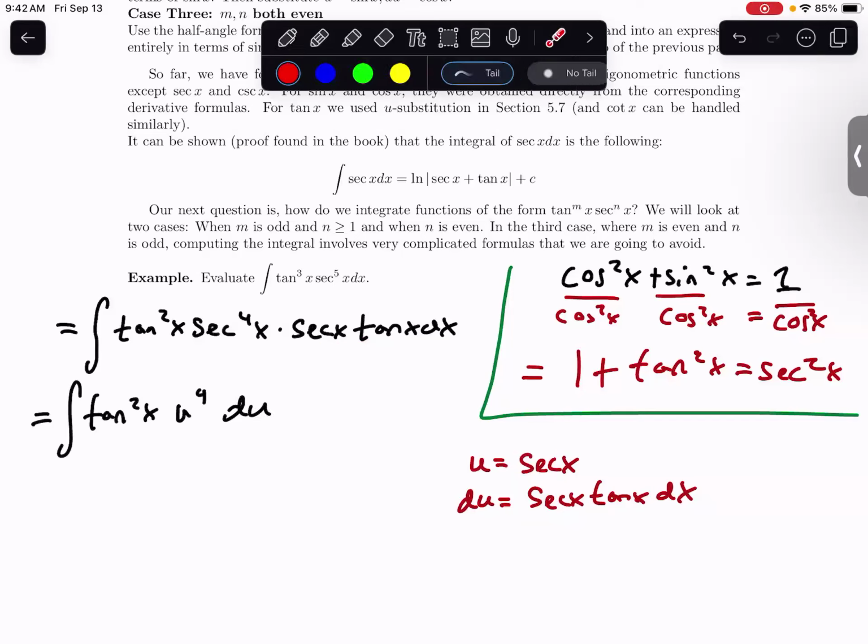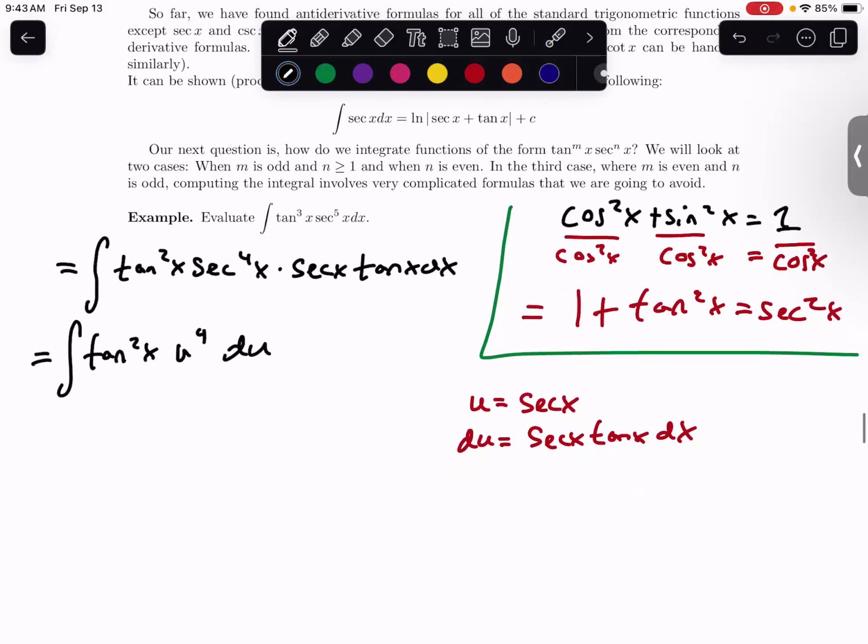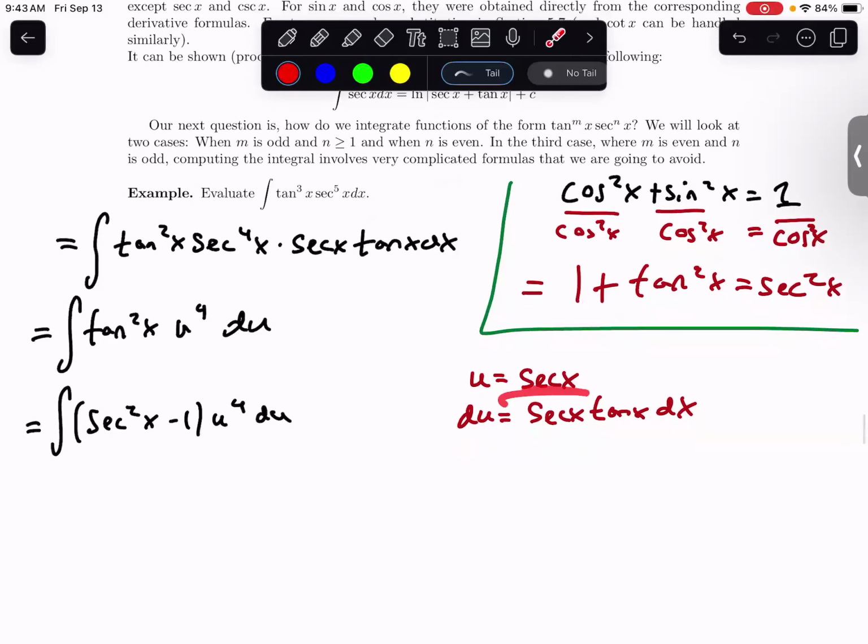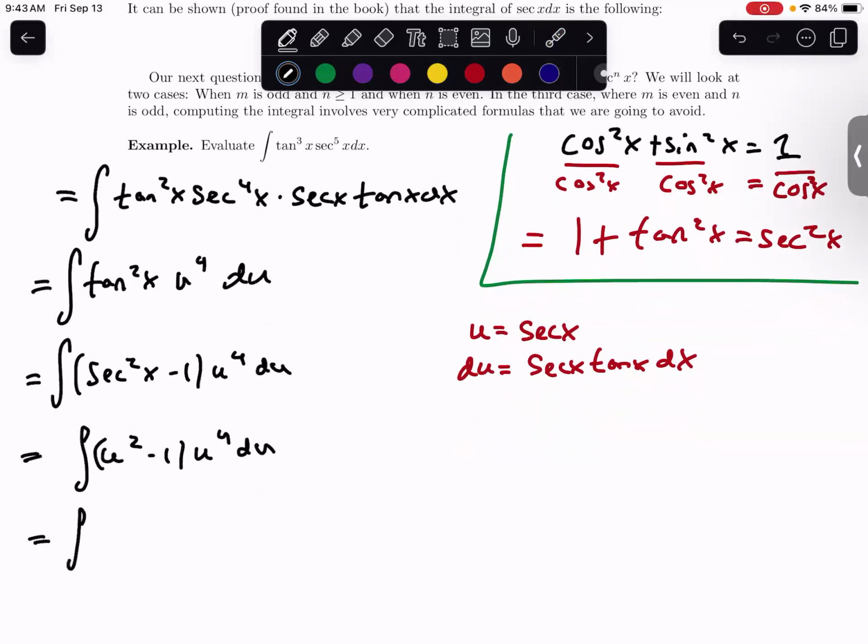So all that remains is we just need to rewrite this tangent squared of x in terms of u. And we can do that by utilizing this formula here. Tangent squared of x is really just equal to secant squared of x minus 1. So this is going to be equal to the integral of secant squared of x minus 1 times u to the 4th power du. Our u was equal to secant. So this is the same thing as the integral of u squared minus 1 times u to the 4th power du. And if you multiply things out, this is u to the 6th power minus u to the 4th power du.